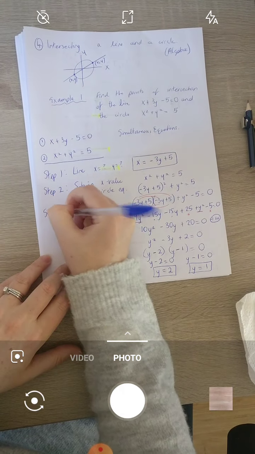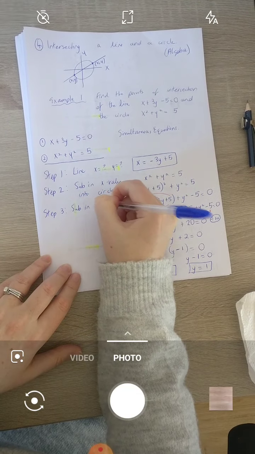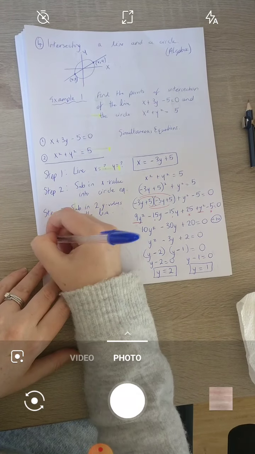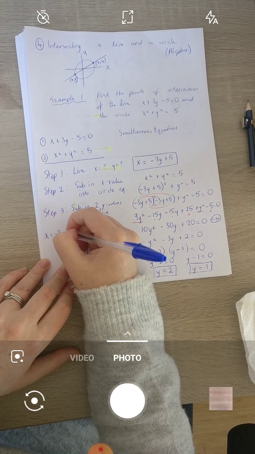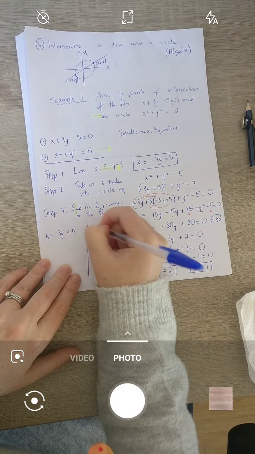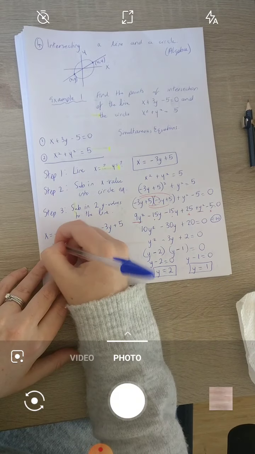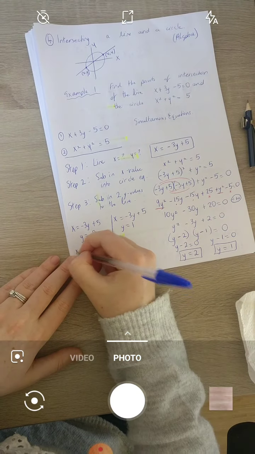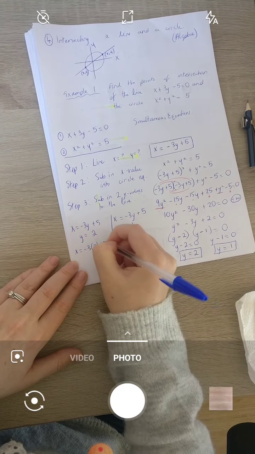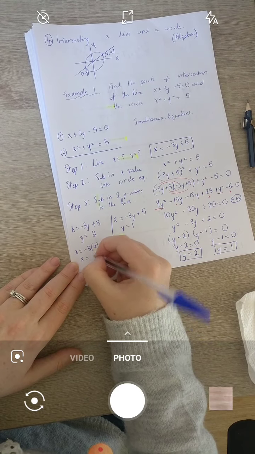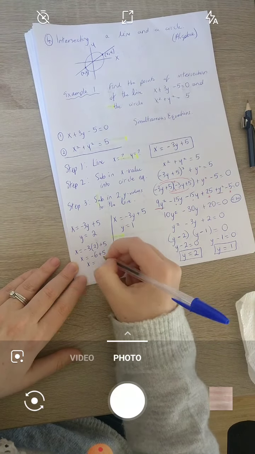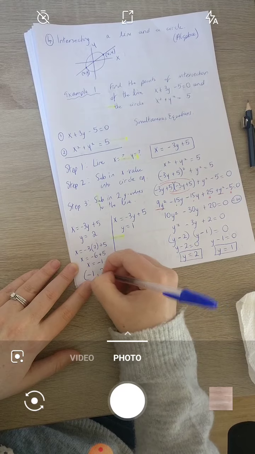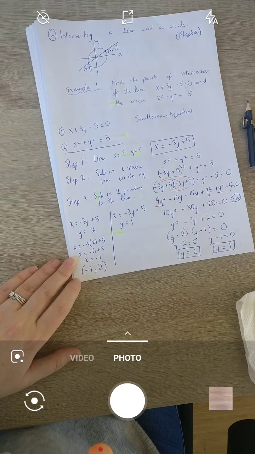So step 3 is sub in your 2 y values to the line to find the 2 x values. And the line was rewritten as x equals minus 3y plus 5, where y is equal to 2, and y is equal to 1. So we've x equals minus 3 times 2 plus 5. So x is equal to minus 3 times 2, which is minus 6, plus 5. So x is equal to minus 1. So this point of intersection is minus 1, and we use the value that we subbed in to get that, which is 2.